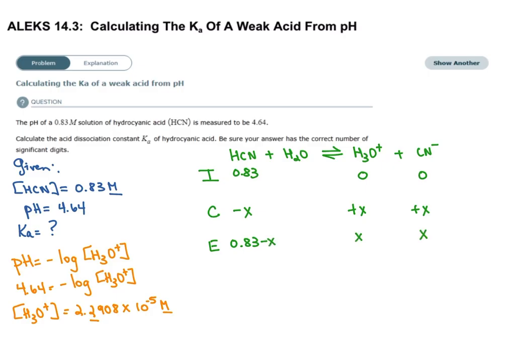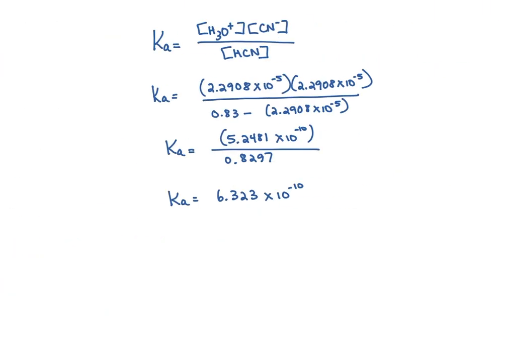But I do want to remind myself that we solved for the concentration of H3O+. So we solved for x. I want to go ahead and write that down before I forget it. All right, so we've got all that we need in this ICE table. The next thing to do is set up our Ka expression. Remember that Ka equals the concentration of H3O+ times the concentration of CN- over the concentration of HCN. I go ahead and plug in my numbers and solve for Ka.